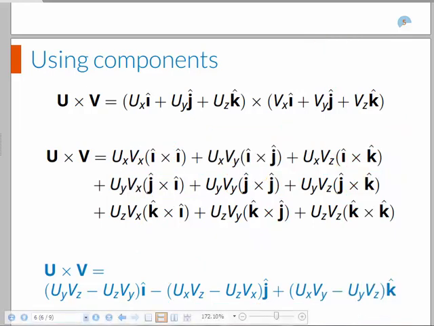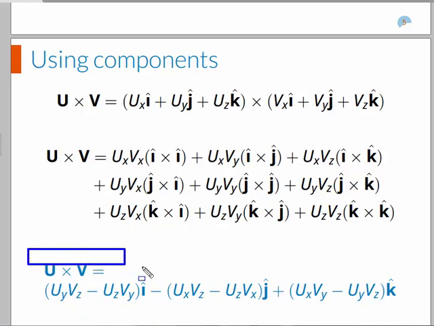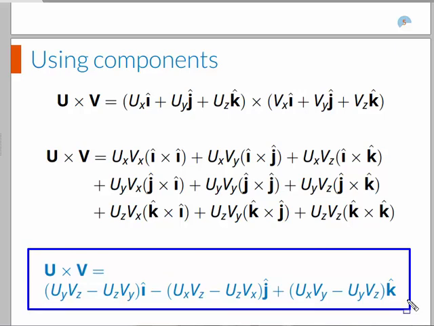Now nobody computes the vector cross product in this way. No, it's not done like this. What has been done in the past is that this result is recognized as the determinant of a matrix.